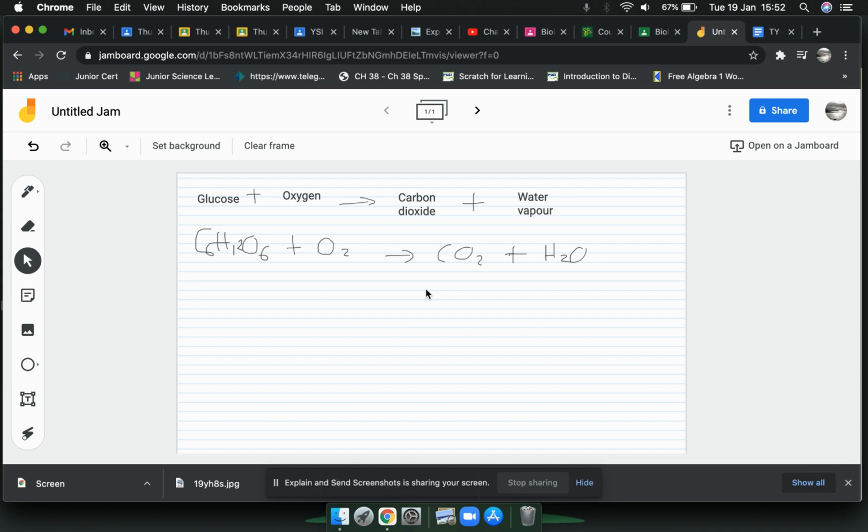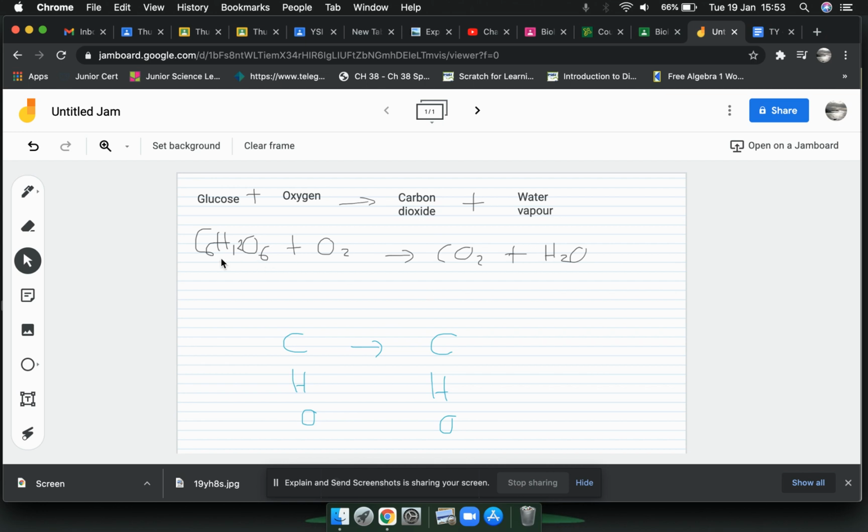What I'm going to do down here is write this out in terms of how many carbon atoms we have on the left, how many hydrogen atoms we have on the left, how many oxygen atoms we have on the left, and I'm going to compare that to the number of carbon atoms on the right, hydrogen atoms on the right, oxygen atoms on the right. Right, so what we need to do now is count them up.